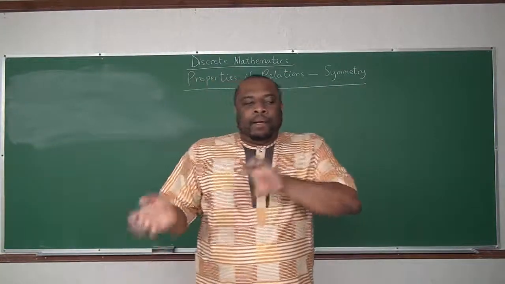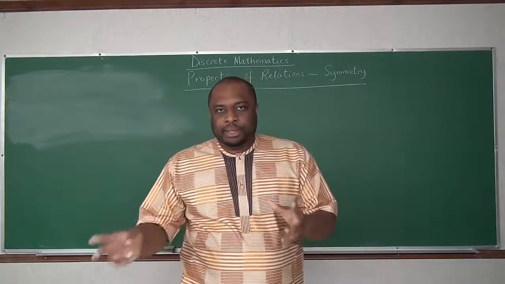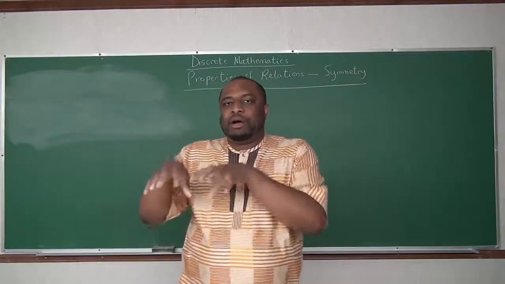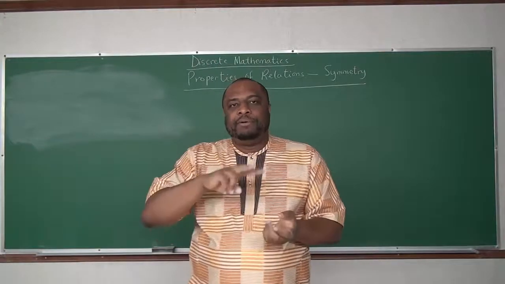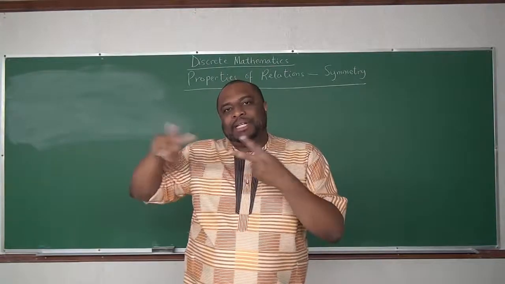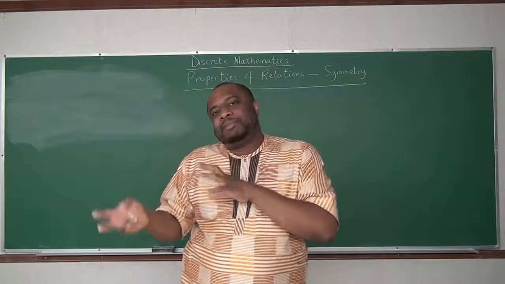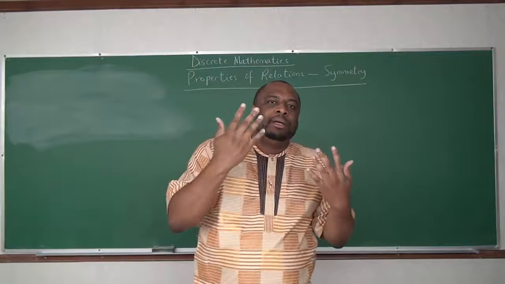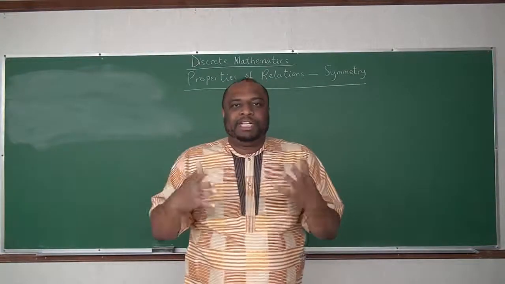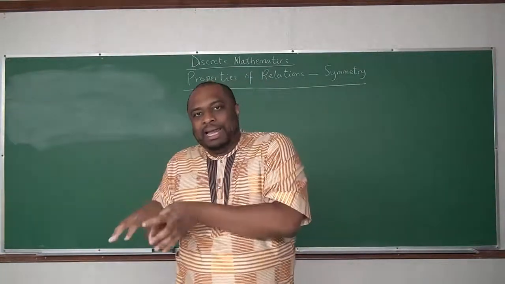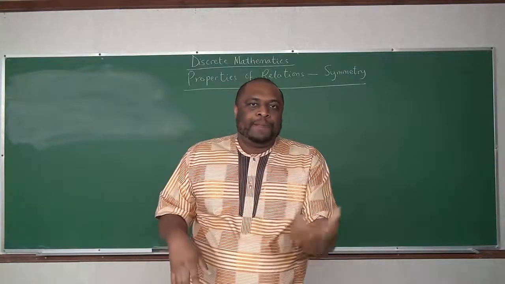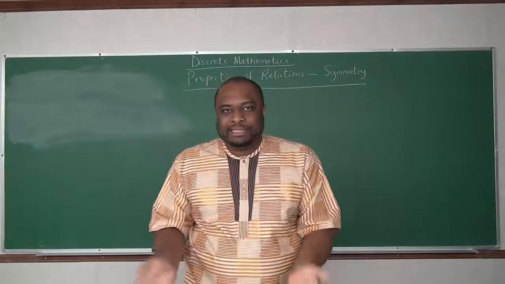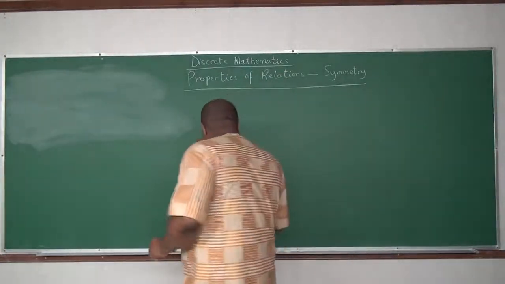So bring it to a set. We say that a relation is symmetric on a set if you have two elements of that set, say A relation B is the same as B relation A, and they are all elements of that relation, then we say that the relation is symmetric on that set. See what I'm talking about?